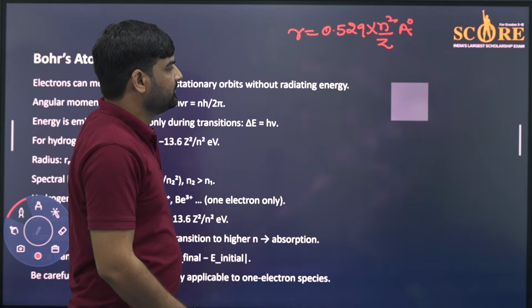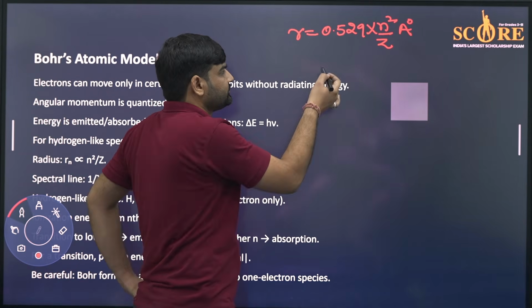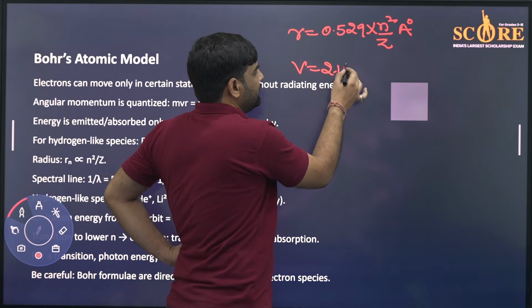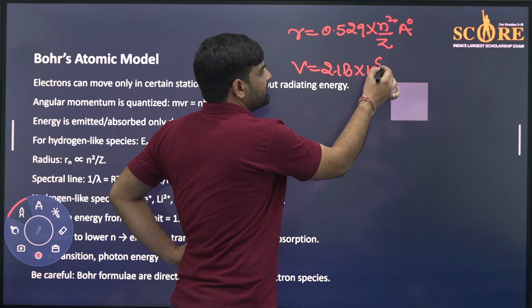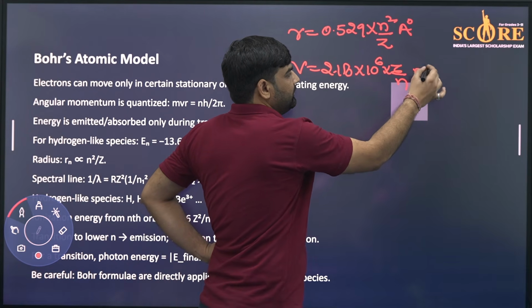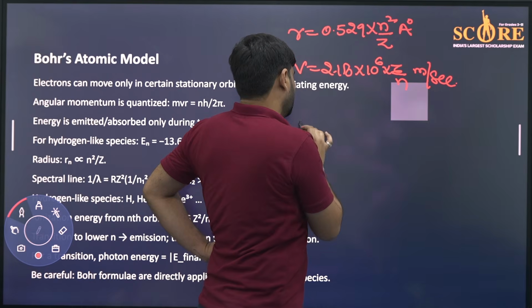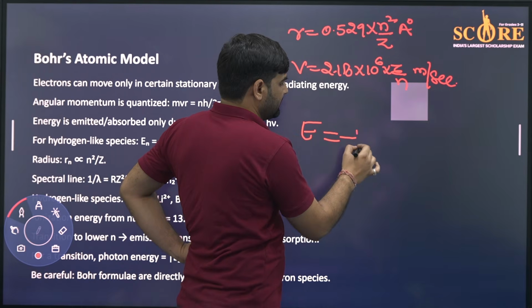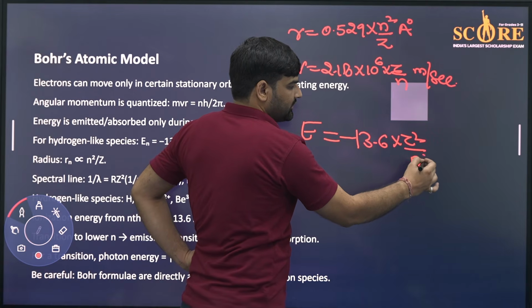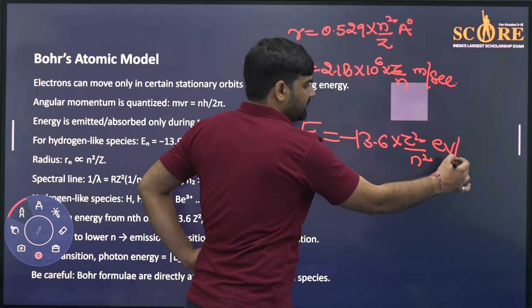N is the shell number, Z is the atomic number. Velocity will be 2.18 multiplied by 10 raised to power 6, multiplied by Z by n, meter per second. Energy will be minus 13.6 Z square divided by n square, electron volt per atom.